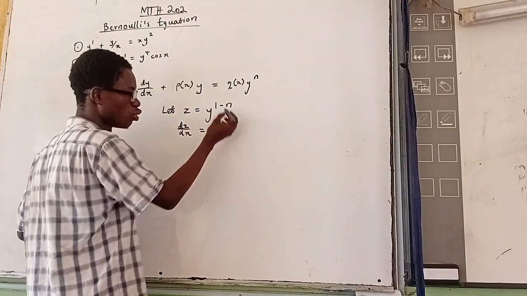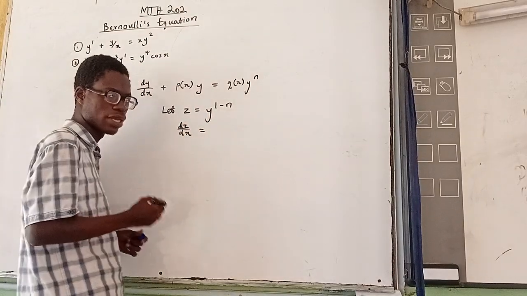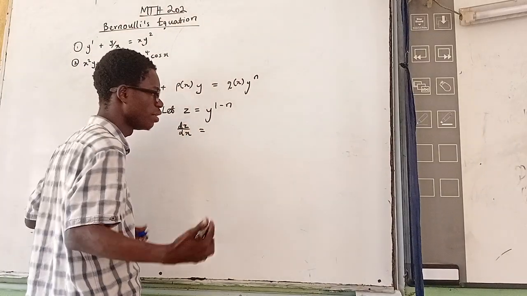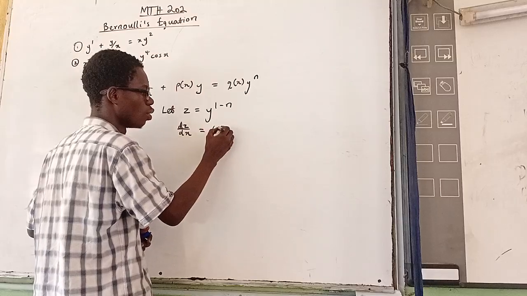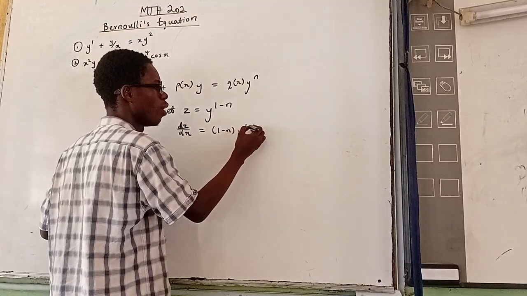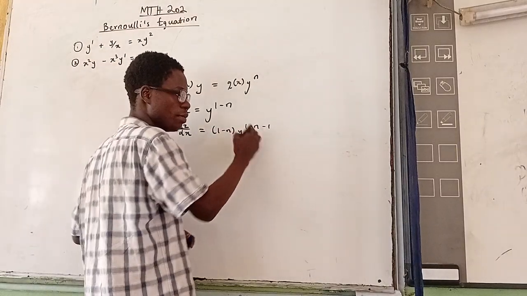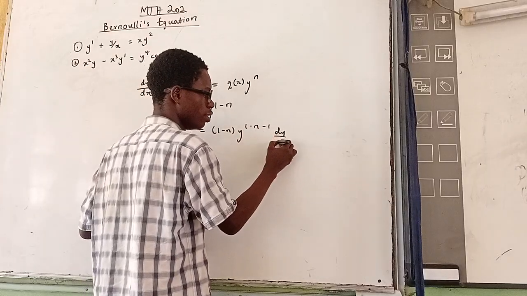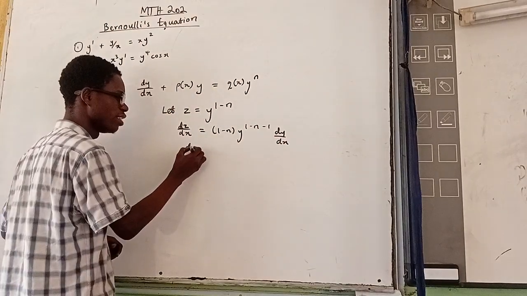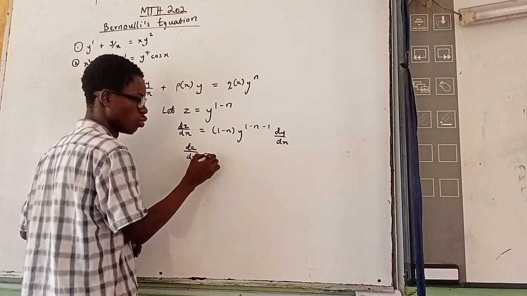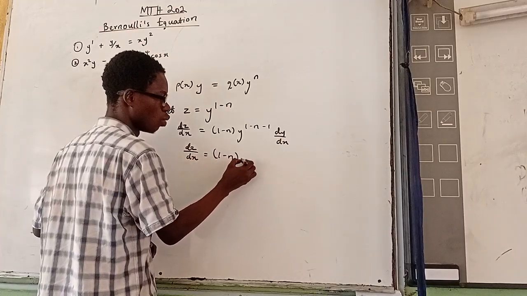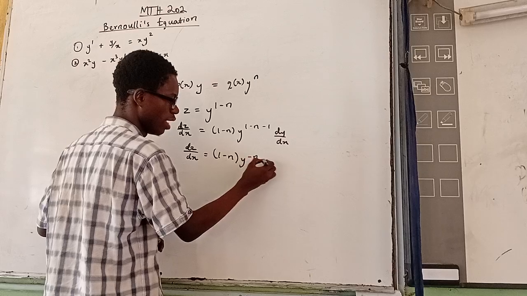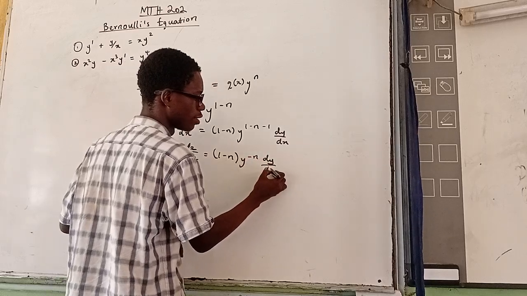dz/dx equals, we differentiate this with respect to x. That means we are differentiating implicitly. That means the power will come down, 1 minus n, y raised to power 1 minus n minus 1, right? Implicit differentiation, dy/dx. So dz/dx equals 1 minus n, y raised to power minus n, dy/dx, since the 1 will cancel.